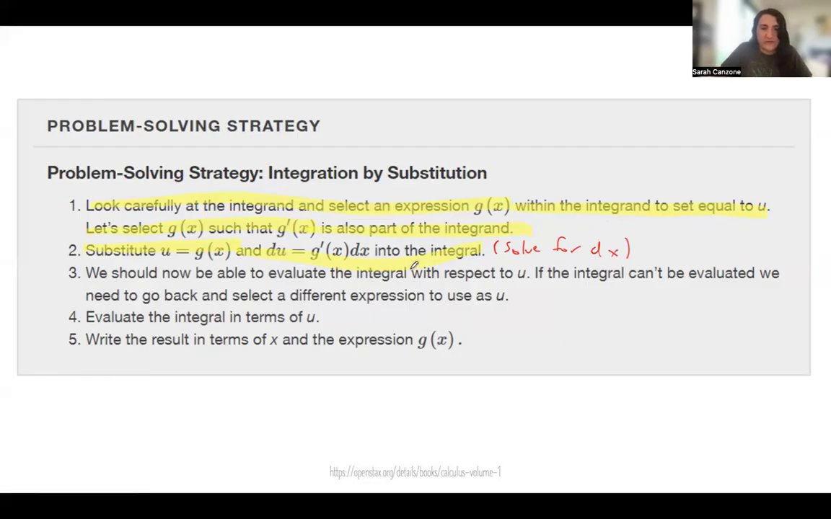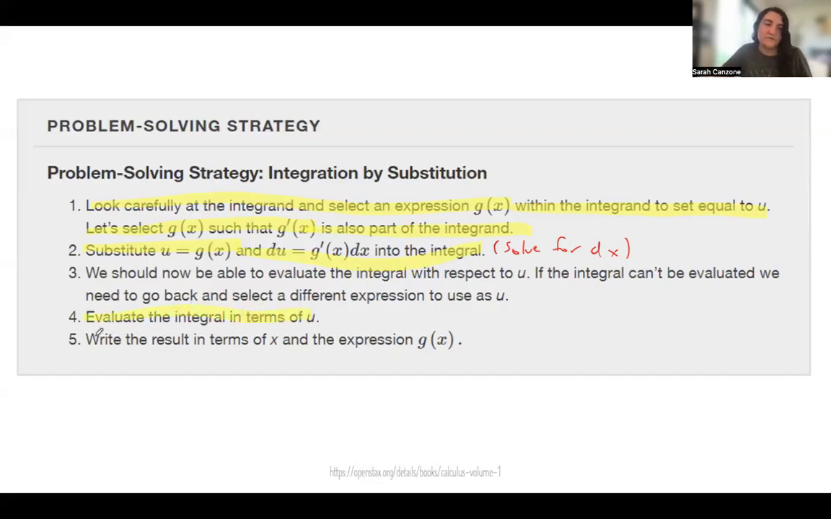All right, we should now be able to evaluate the integral with respect to u. If you can't evaluate it, go back and select something else as your u. I'm not going to highlight that because that's just kind of a given. If it doesn't work, you're going to probably try again. That just feels natural. All right, the next step is to evaluate in terms of u.